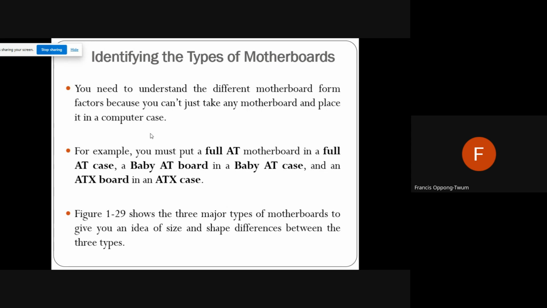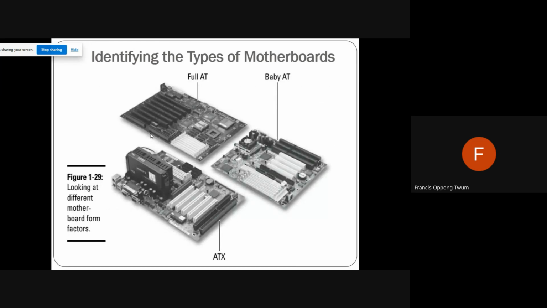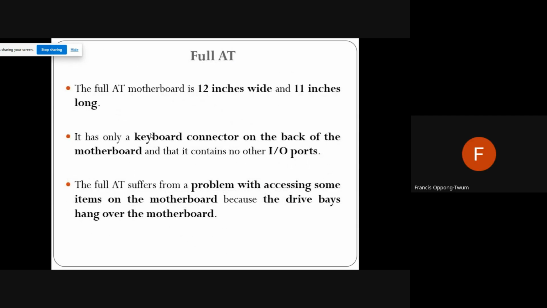So Figure 1 shows the full AT motherboard, the baby AT motherboard, and the ATS motherboard, looking at the different motherboard form factors. So these are the pictures. You can also go to Google Images and search for more of them.